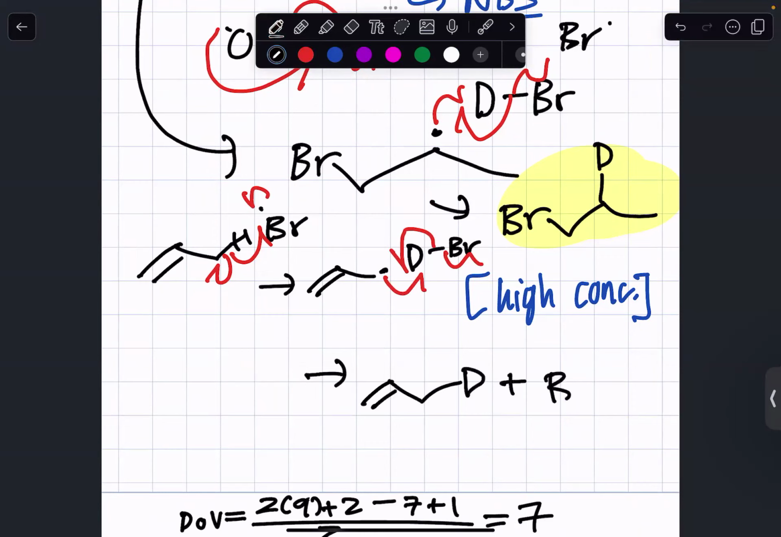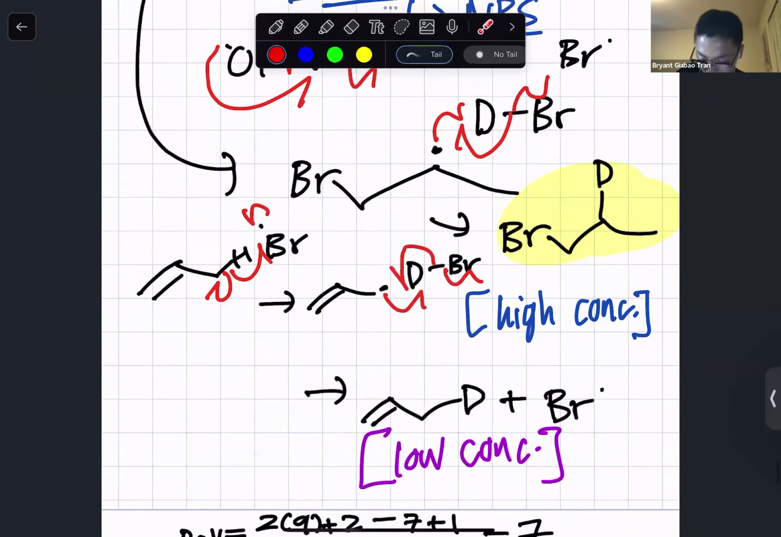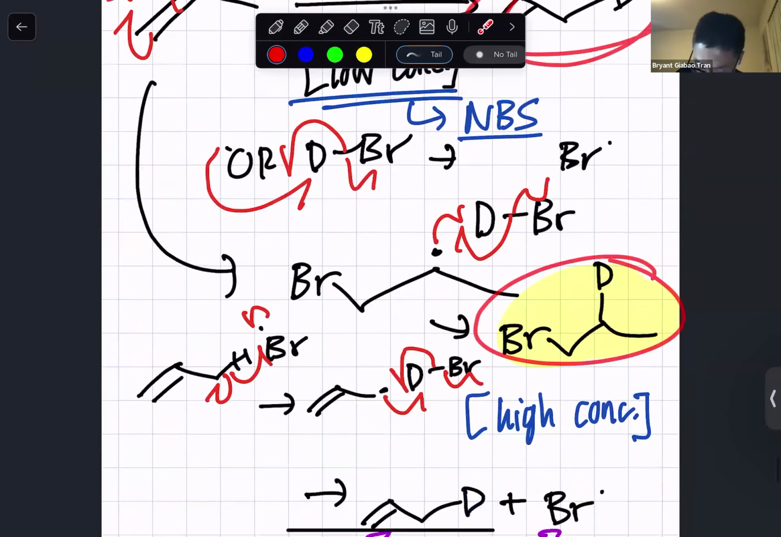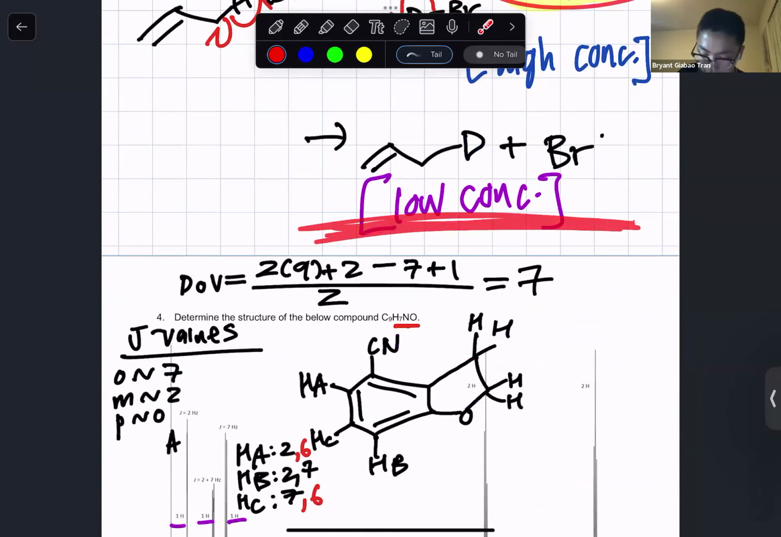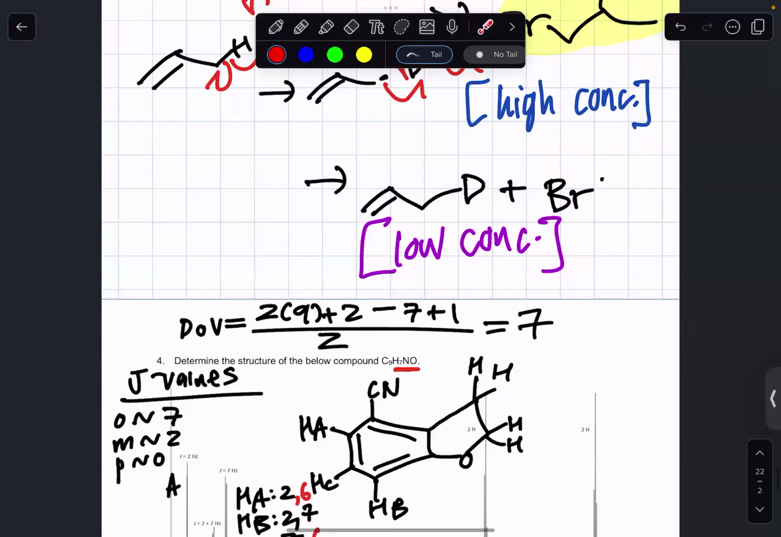Okay, that makes sense. Yeah, that's just completely different from the mechanism I've seen before, so I was kind of confused. Right. It is different because normally you wouldn't get this. You would get this, what you expect, but he gave you that because he's going to make you assume that it's in low concentration. Okay, thank you. Yeah, no problem.